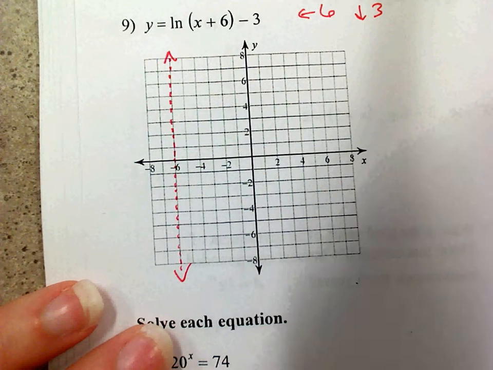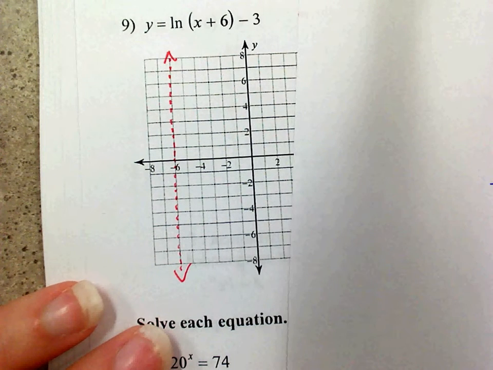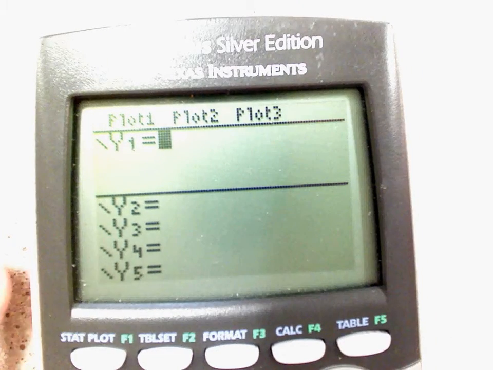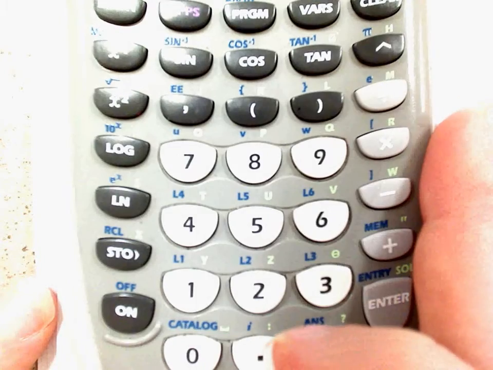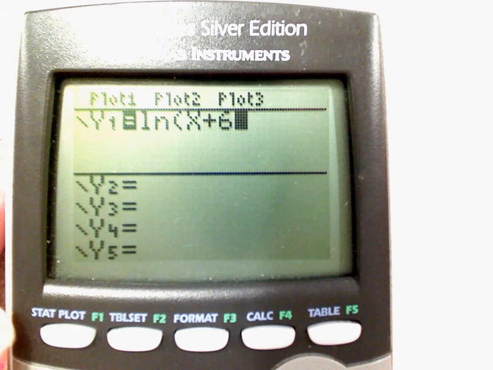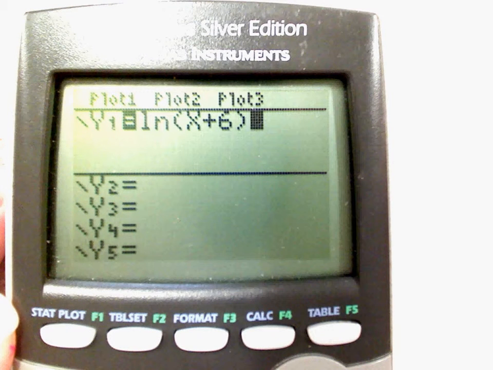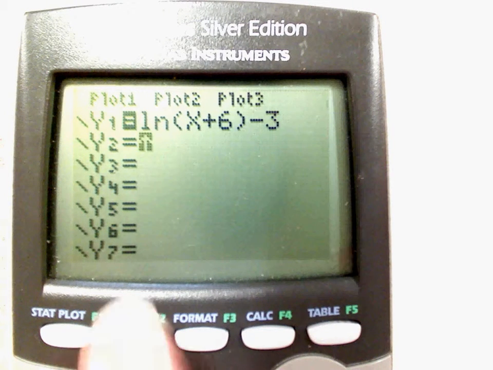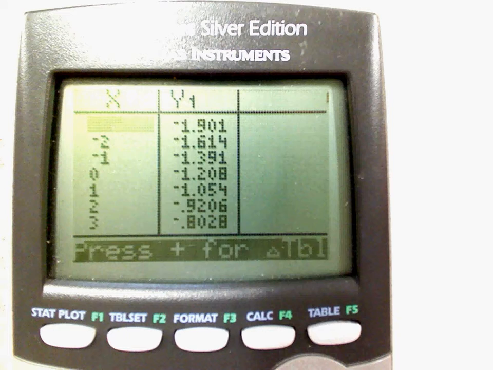Now, from here, what we can do is take our calculator, plug it in, and plot some y values, okay? So, natural log. Where's natural log on here? Right there. Okay? Side the 4. So natural log of x plus 6. And then what? Minus 3? Okay. So I've typed it in. I'll go to my table.